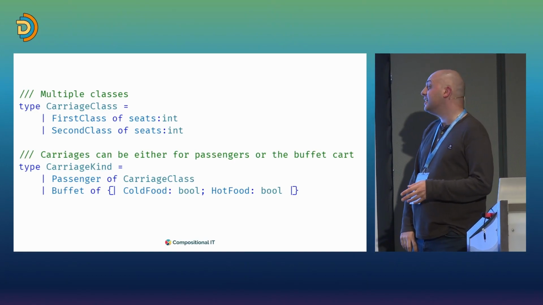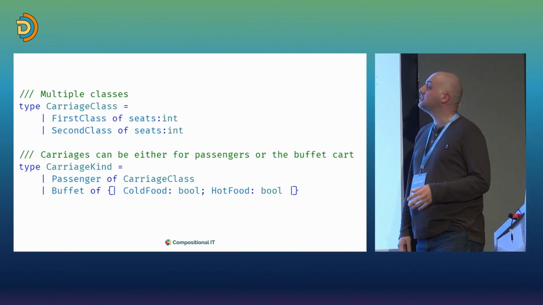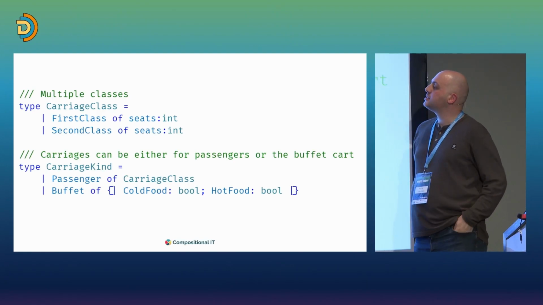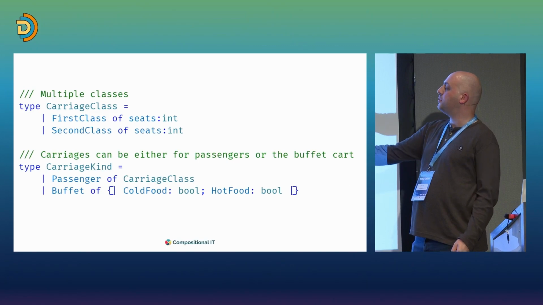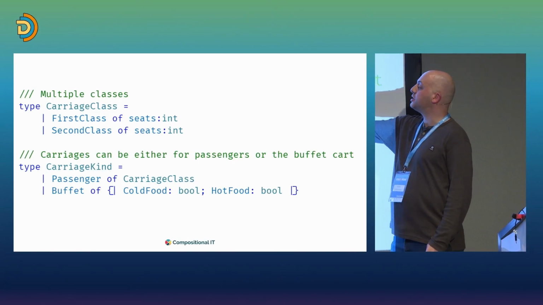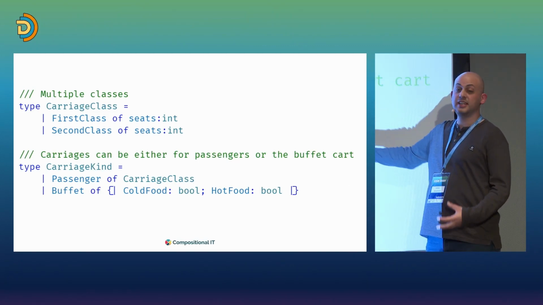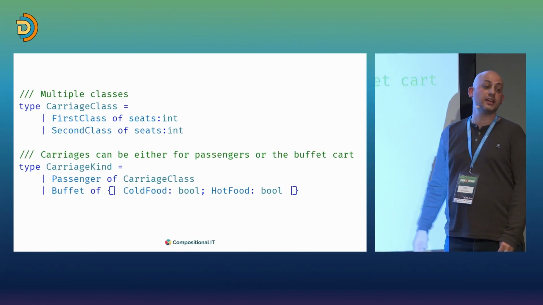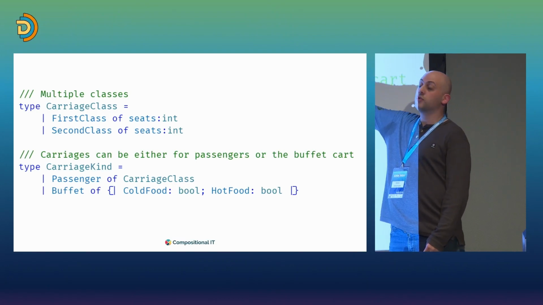Java, I think, actually has it now with what I think they call case classes. But essentially, I can say a carriage can be either, and that's what that pipe is, a passenger or a buffet cart. And if it's a passenger class, then it's got this thing called carriage class underneath it as kind of the payload of data. And what's that? Well, that's a first class or second class. And that's got the number of seats in it.